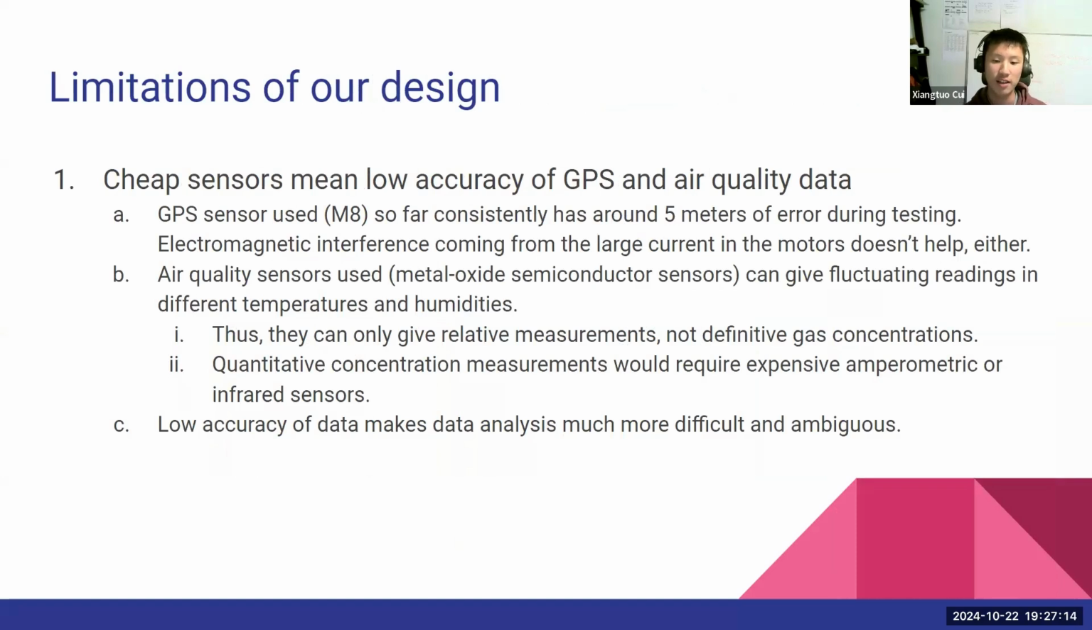Now I want to go over some of the limitations of our cheap design compared to the more expensive models. First, since we use cheap sensors, our data had very low accuracy. During testing, our GPS sensor, for example, showed around 5 meters of error, which was much larger than what we expected. The air quality sensors that Kristen was talking about also fluctuate in different temperatures and humidities, a problem that we are currently dealing with right now. We hope that by testing them in a controlled lab environment, we can increase their accuracy, but right now that is still something we are working on.